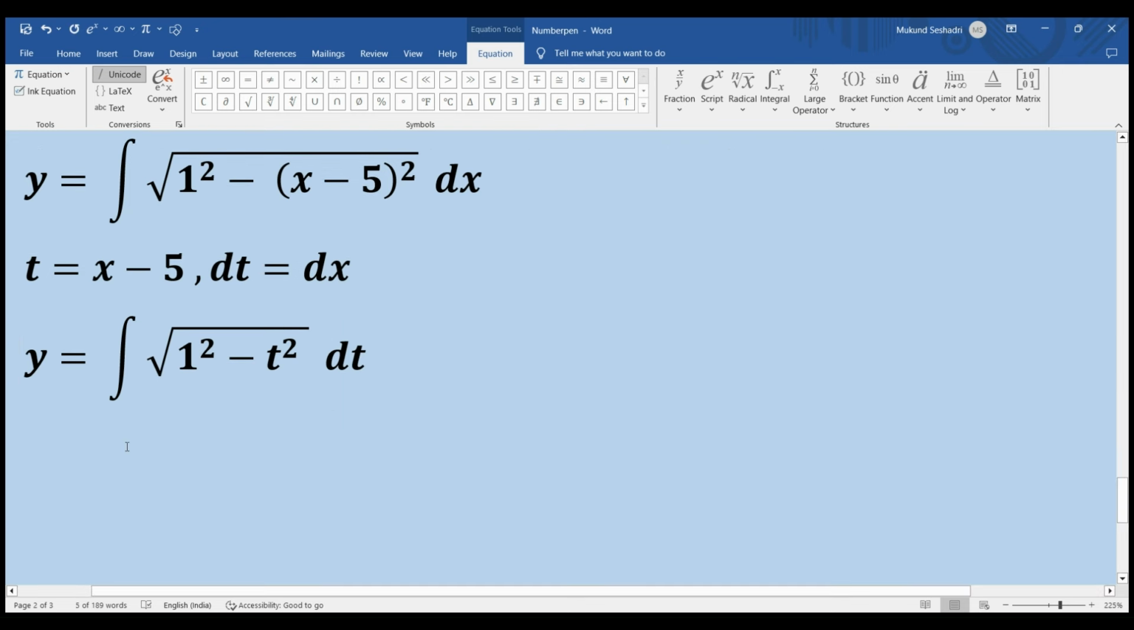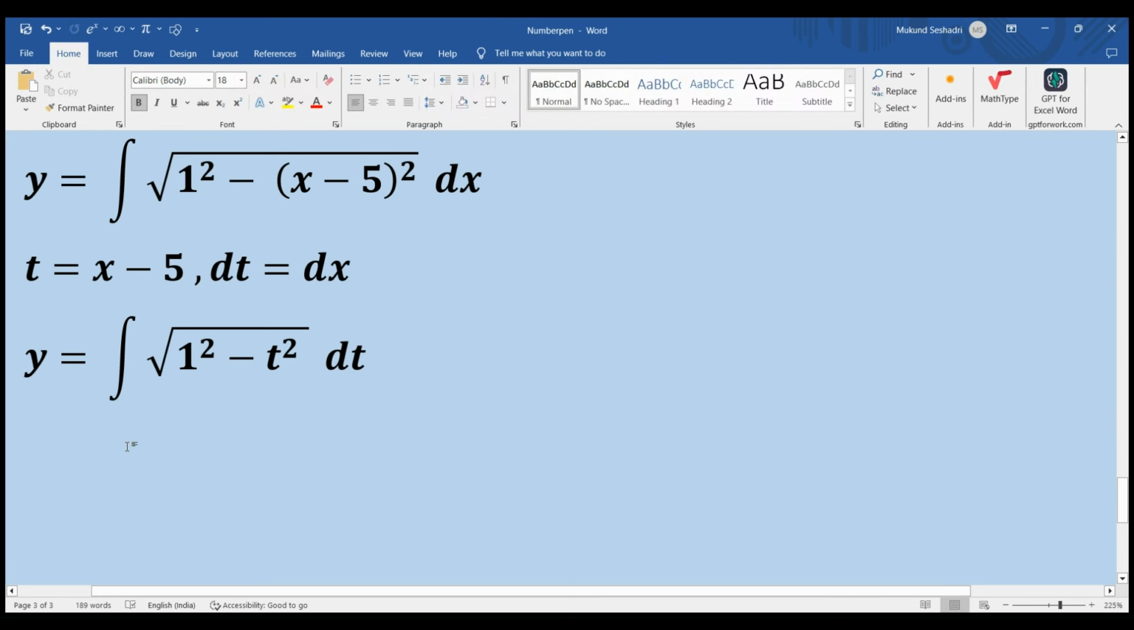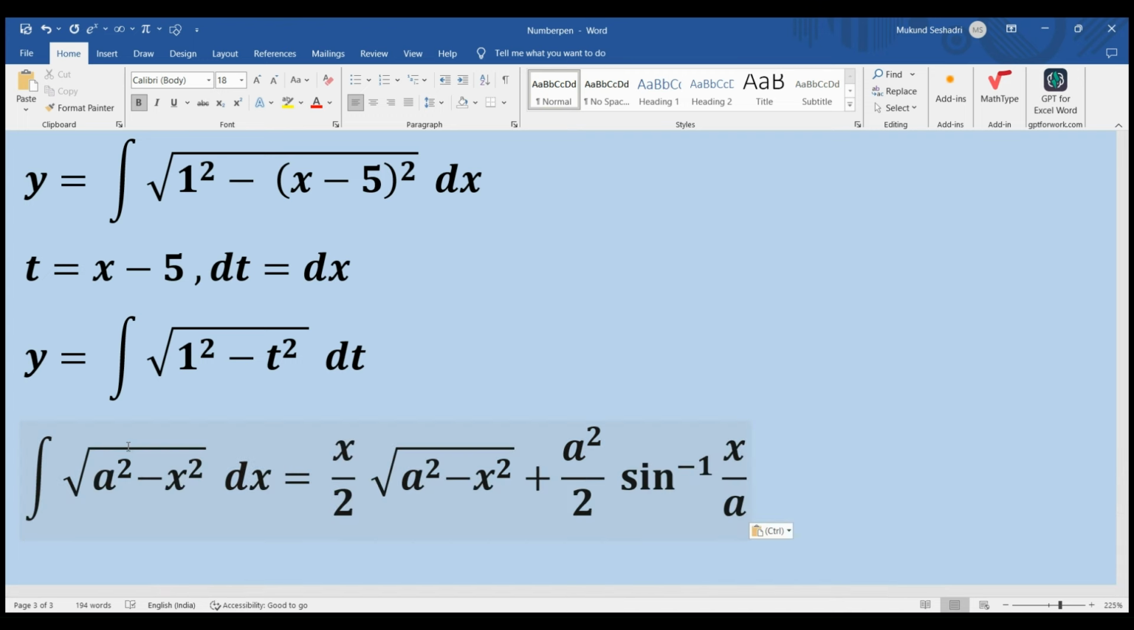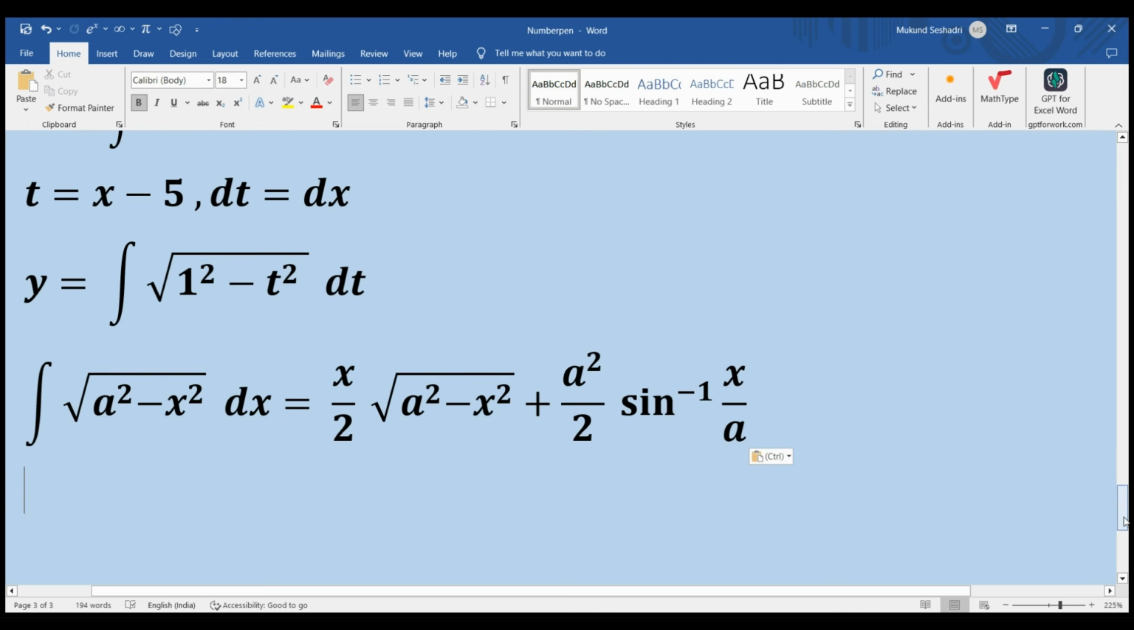And we know that my integral of square root of a square minus x square times dx is equal to x by 2 times square root of a square minus x square plus a square by 2 times sine inverse of x by a, right? And if you're wondering how did I arrive at this, I've given a link to the particular video in the description, integral of square root of a square minus x square times dx, right? And I request you to take a look at it.